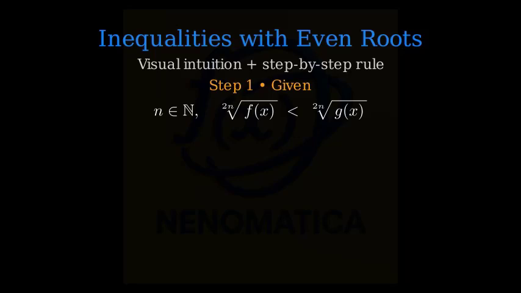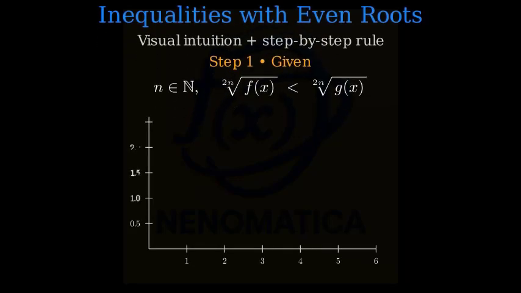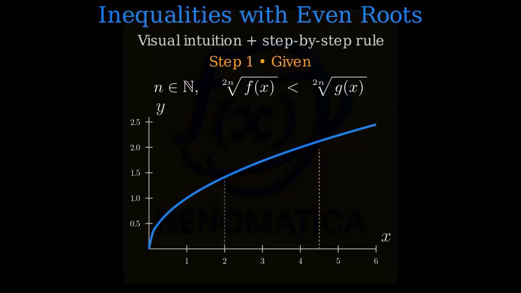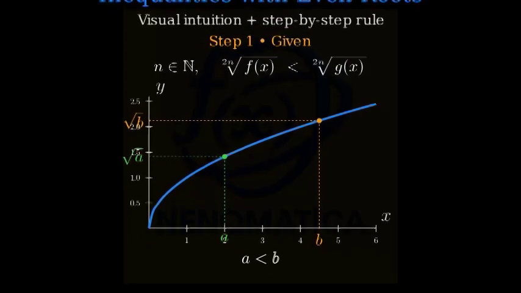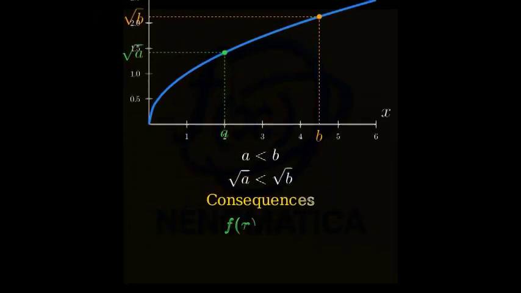Step 2. Why does this inequality tell us something simple about f of x and g of x? Because every even root function is defined for non-negative inputs and is strictly increasing there. We will visualize this with the square root curve as a representative even root. Here is the graph of y equals square root of x on x greater than or equal to 0. If a is less than b and both are non-negative, then square root of a is less than square root of b. That is the monotonic behavior that preserves the inequality direction.